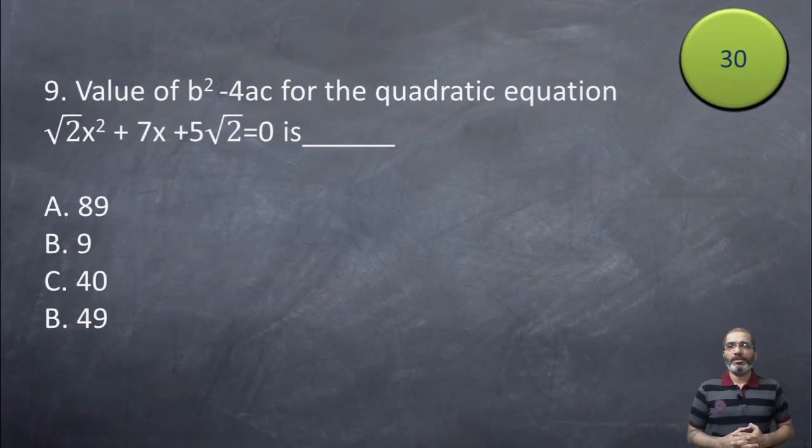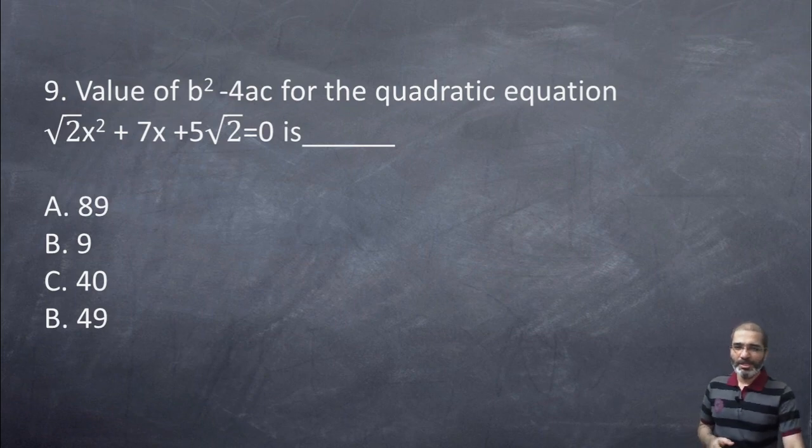See the next one. What is the value of, again, b square minus 4ac? But here the question is different. Okay, we have roots in the equation, so be careful. Time up, students. So the correct answer is 9.